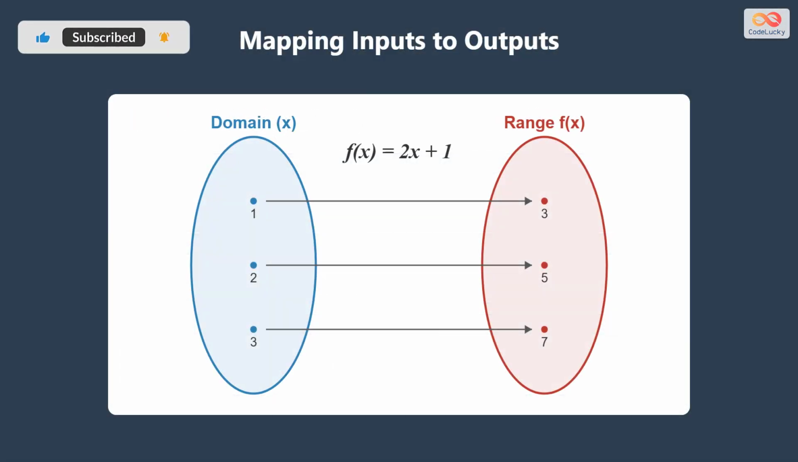You can also visualize this as a map. On the left, we have our domain, or the set of all inputs. On the right, we have the range, which are the outputs. The function connects specific inputs to specific outputs. For example, if we input the number 1, the function maps it to the number 3. Each input has exactly one output.